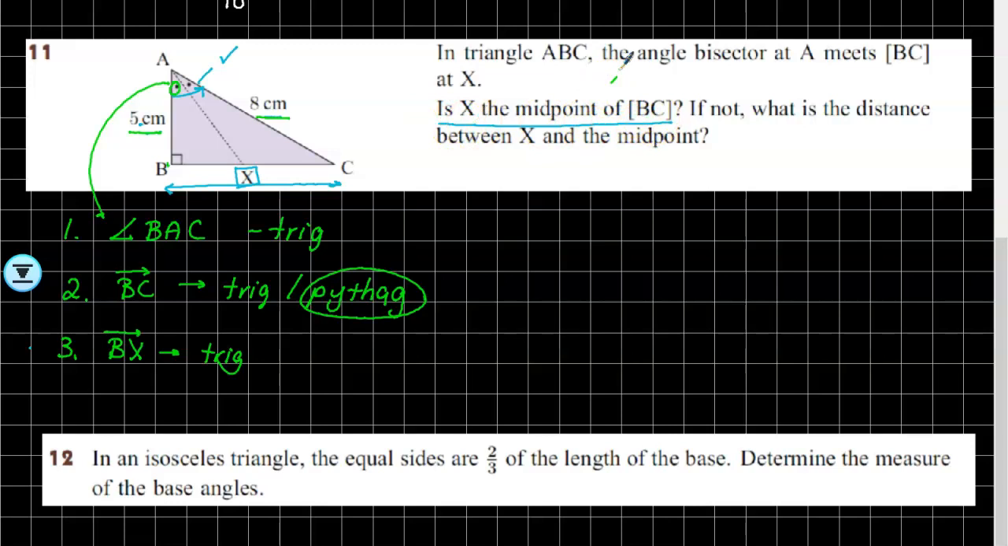Even if you didn't know what to do, you go, well, I've got 2 lengths. Let's find another one. I can use Pythag at least. Where could I use trigonometry? Oh yeah, I could get this angle, and hopefully you would then progress.